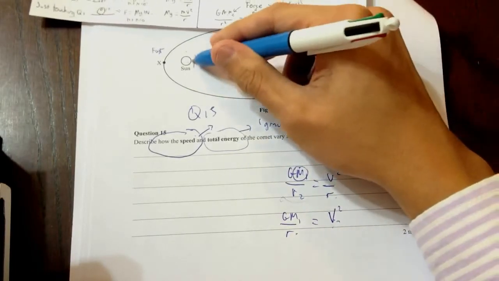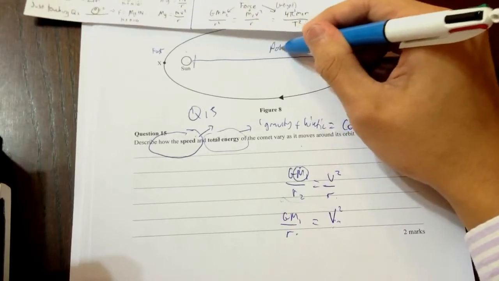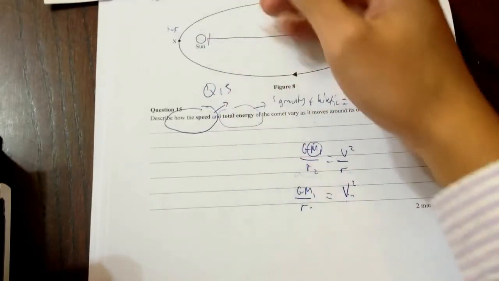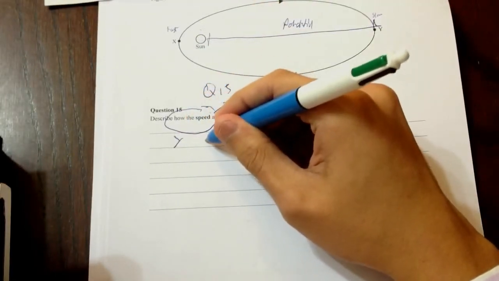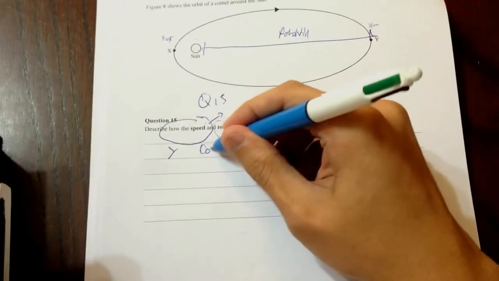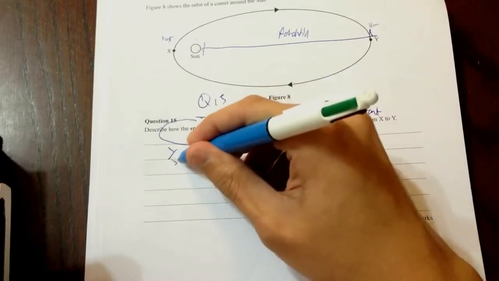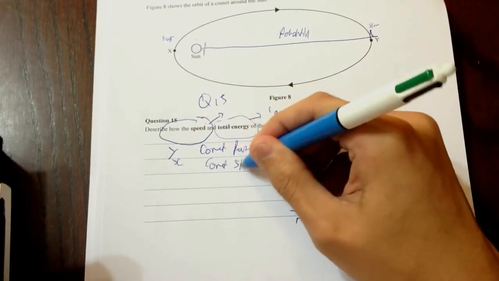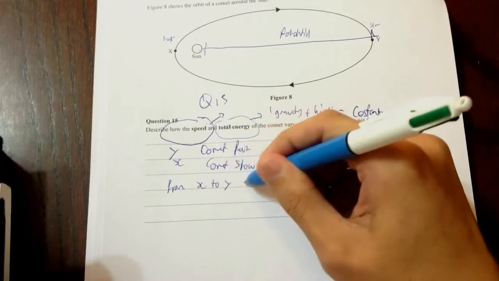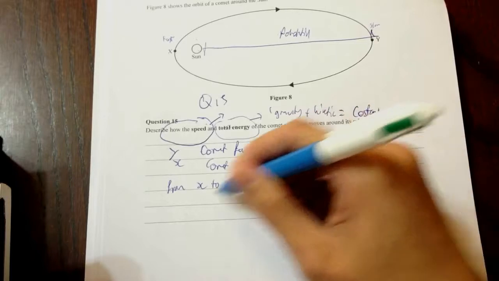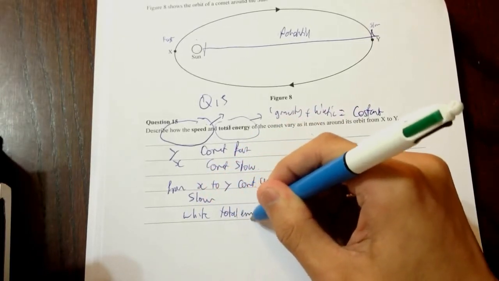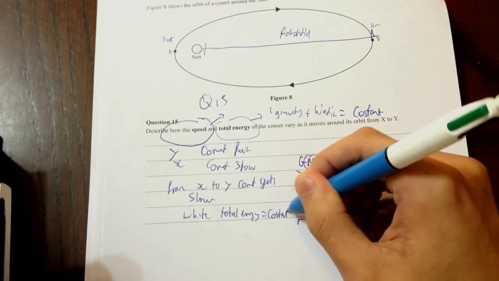We can also see this as potential energy, but don't worry about that. So, therefore, at point Y, our comet is fast, point X, comet slow. So from X to Y, the comet gets faster, while total energy equals constant. Easy.